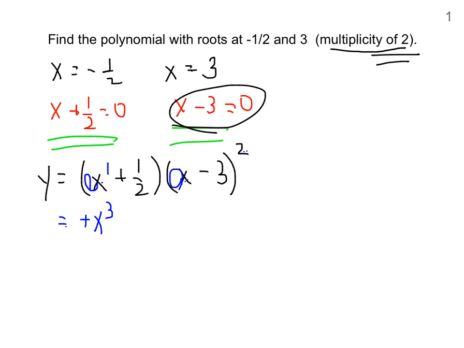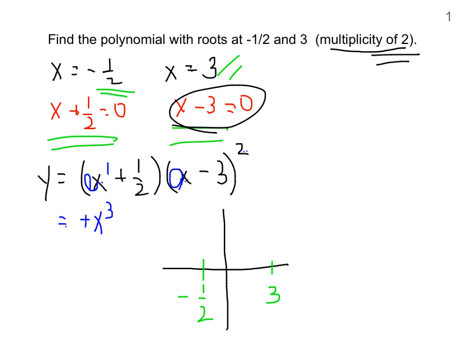However, it's going to look kind of stretched out. What do I mean by that? Well, let's look. So I know that first of all my x-intercepts are at -1/2 and at 3.